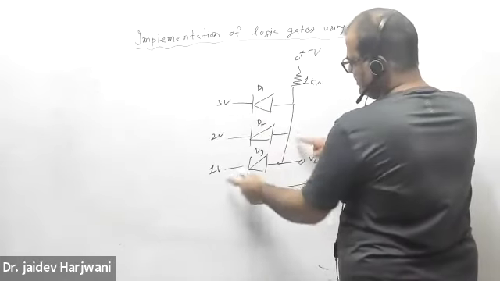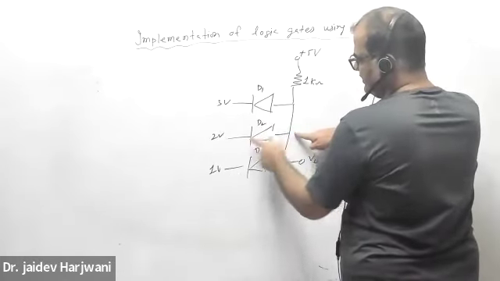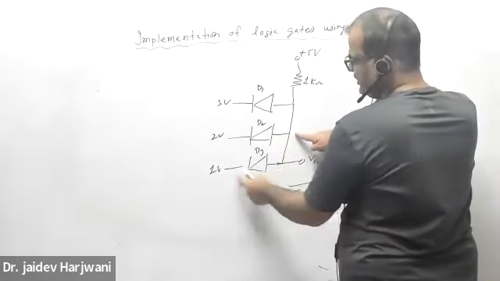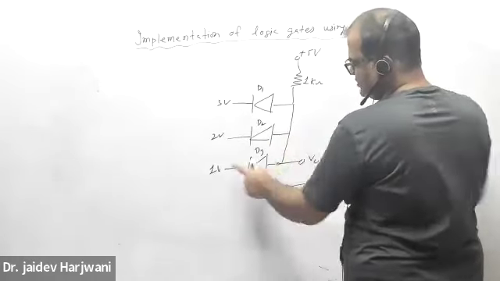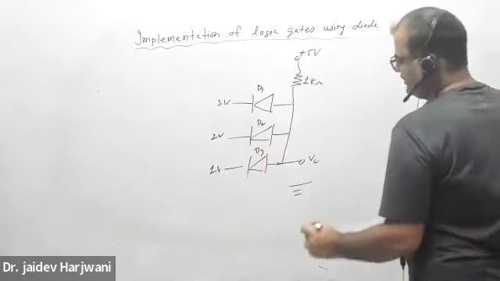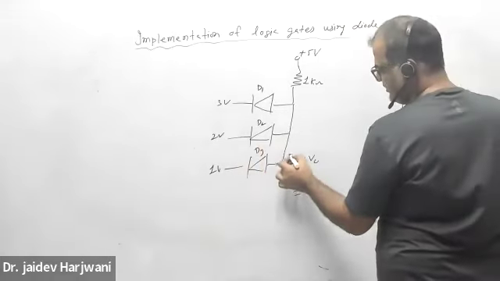This will be also conducting. This is not possible. Similarly, if I say this is conducting, then this 2 volt. So this is also conducting. So this is 1 volt. This is also not possible. So only possible is D3 is conducting. So if D3 is conducting, this become 1 volt.